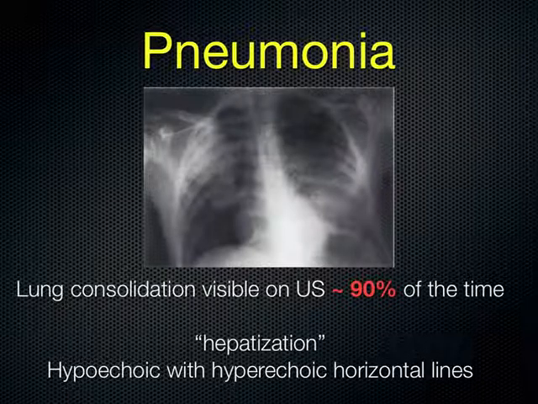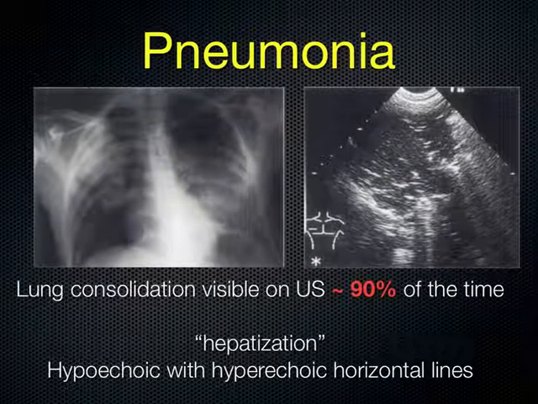About 88 to 90% of consolidations can be seen with ultrasound. The characteristic features we look for are hypoechoic consolidations with hyperechoic lines running through. For example, here you have this hypoechoic lung, which is dark because it's been infiltrated with some sort of fluid, whether it's pus or atelectasis. Then we see the hyperechoic horizontal lines that represent the bronchograms.